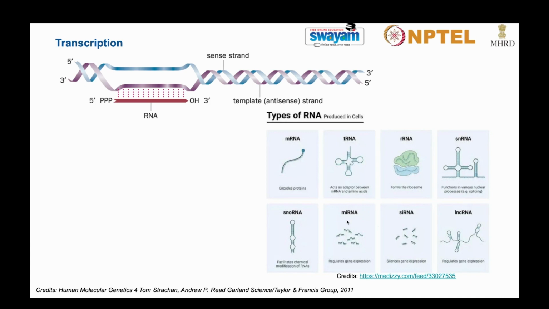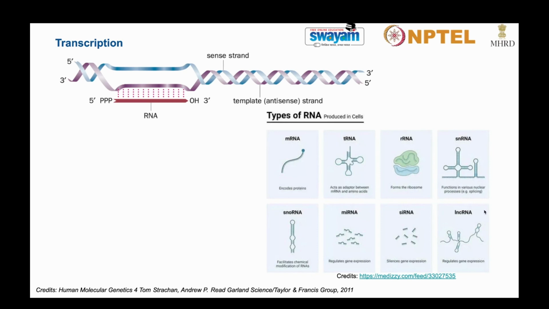Then comes miRNAs, that are microRNAs, which are very small, and they have a role in the regulation process. These are generally regulating the gene expression. Either they can silence the gene expression or they can allow it to express. Then there are small interfering RNAs, that is siRNAs. They are also involved in silencing the gene expression because whenever they bind to the RNA, then the RNA will not be able to translate. So in that way, they are silencing the gene expression.